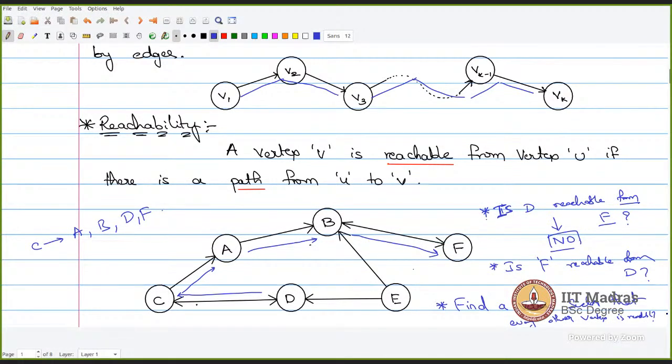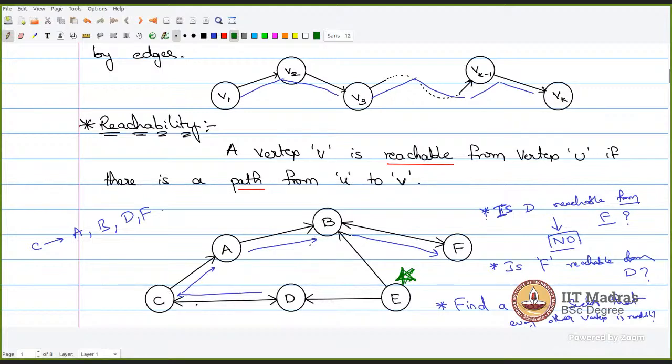Vertex E. Correct. So only E, or are there any other vertices also? Only E, we cannot go anywhere else from the others. Okay, let us see.